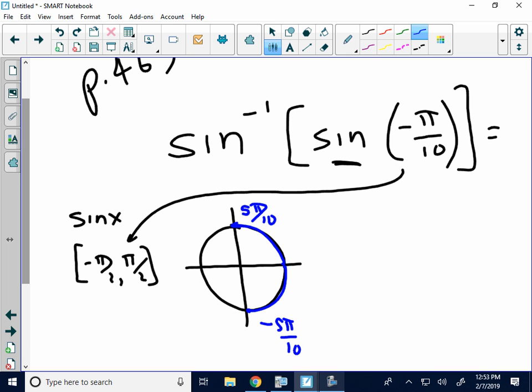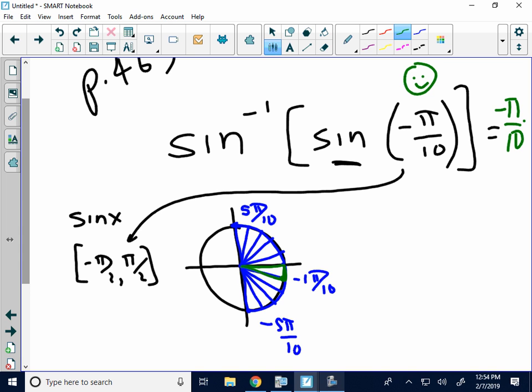So let's see, this is 1 pi over 10, 2 pi's over 10, 3 pi's over 10, 4 pi's over 10, 5 pi's over 10. This is negative 1 pi over 10, right? Negative 2 pi over 10, negative 3, negative 4, negative 5 pi over 10. So certainly this arc, or this angle, is in that domain. So this is okay, we can do this. And without a calculator, we can say the answer has to be negative pi over 10. Done, no problem.